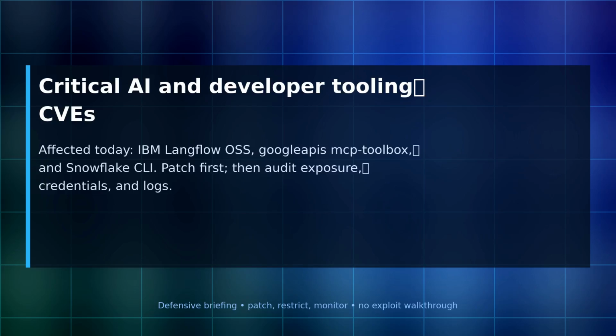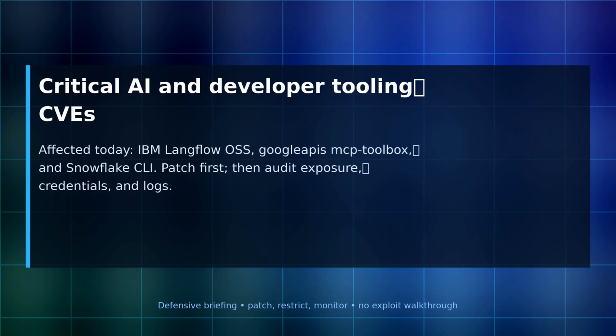If you run IBM Langflow, Google MCP Toolbox, or Snowflake CLI in cloud, AI, or developer environments, check versions now. Today's briefing covers critical CVEs that affect AI workflow tooling, MCP integrations, and data engineering command line usage. The practical risk is unauthorized MCP access, data exposure, credentialed requests to unintended endpoints, and server-side request forgery. The defensive move is simple: inventory, upgrade, restrict exposure, and review logs for unexpected job, MCP, or outbound request activity.